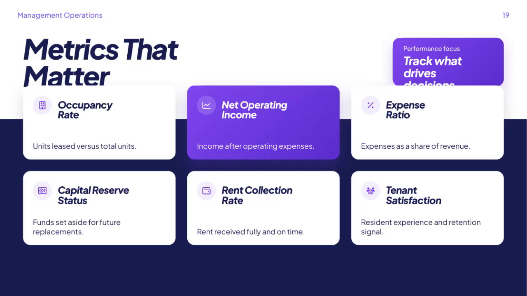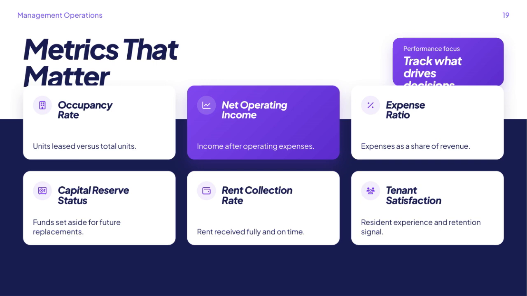Here, we're focusing on the key metrics that really drive performance and decision-making in property management. First, the occupancy rate tells us how many units are leased compared to the total available, which is crucial for understanding overall demand and revenue potential. Next, net operating income reflects the income we have after covering operating expenses, offering insight into profitability. The expense ratio shows us how much of our revenue is being spent on expenses, helping identify efficiency levels. Capital reserve status tracks the funds set aside for future replacements or repairs, ensuring long-term financial health.